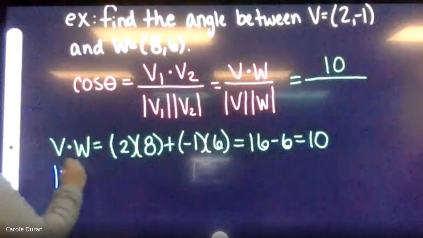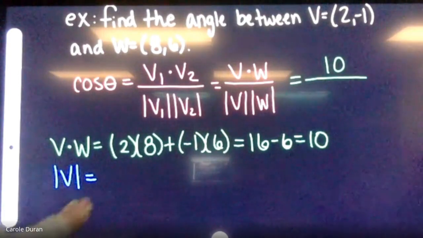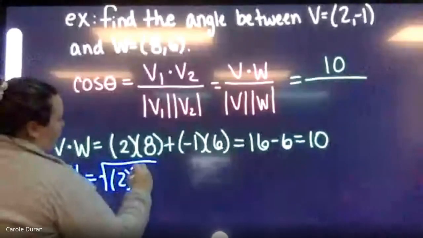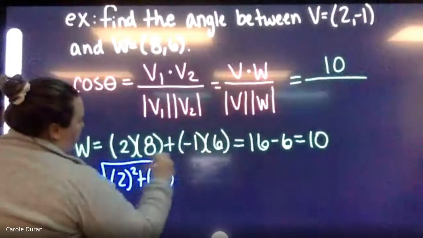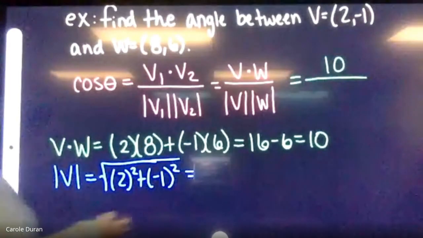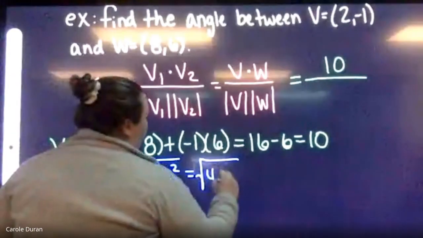Now I'm going to find the magnitude of v because that one comes first in my denominator. How do I find the magnitude of v? The square root of x squared plus y squared. So this is going to be the square root of 2 squared plus -1 squared because that was the x and the y for my vector v. Remember, we probably want to leave it as a radical if it doesn't come out to a perfect number.